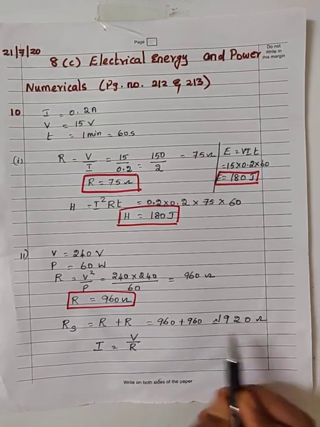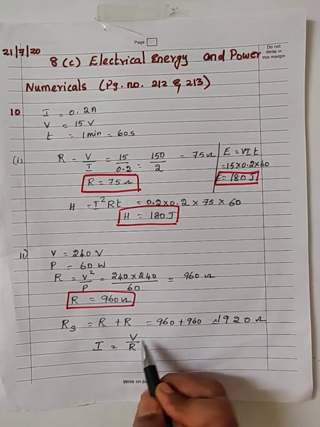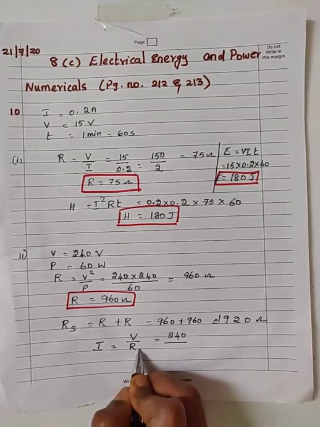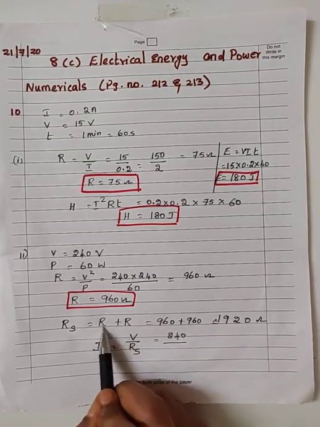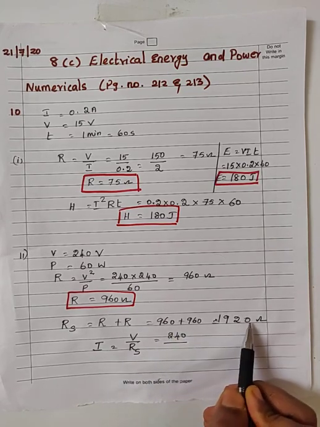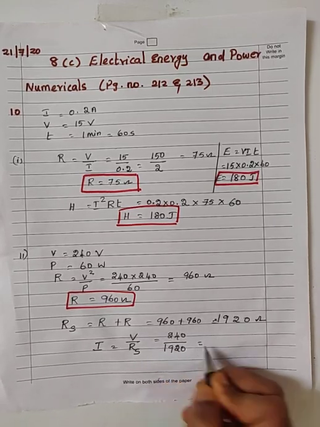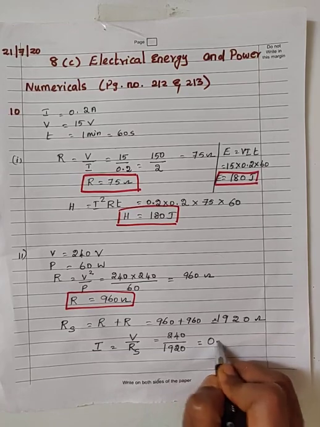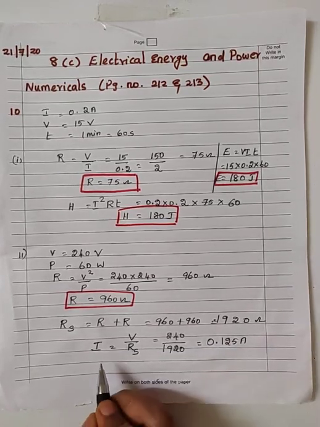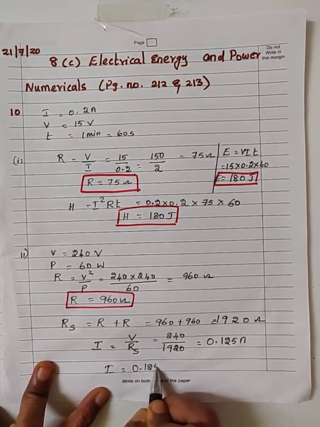When the two resistors are connected in series, the potential difference across both the resistors will remain the same, which is equal to 240 volt, which is given. And the effective value of the resistance, since the two resistors are connected in series, is the sum of the two resistors, which is equal to 1920. On simplification, we will be getting 0.125 ampere. This is the current received by each of the bulbs when they are connected in series.